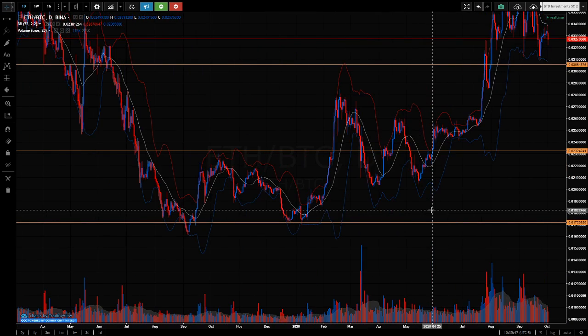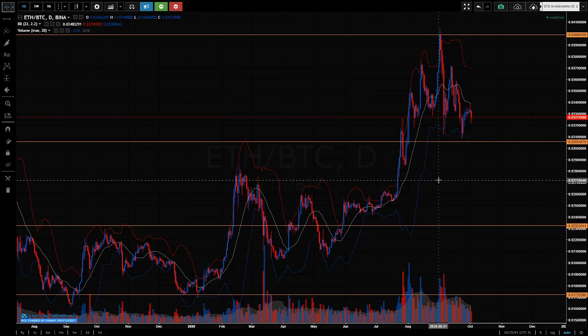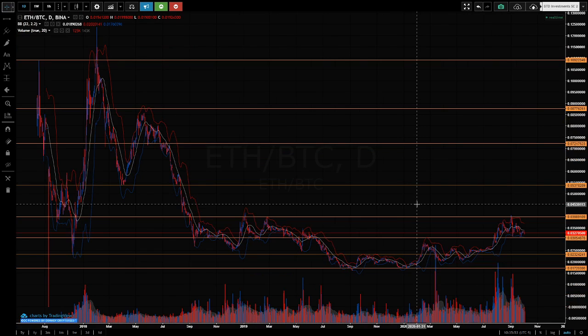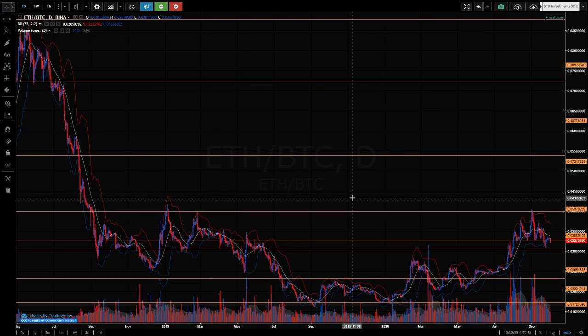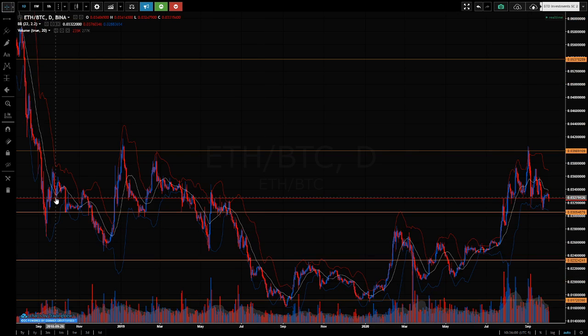And so that's the process. That is Ethereum. That is how I would draw support and resistance lines. And what you want to do after you've done that is look at price and see, does it look like it's cycling between these levels?